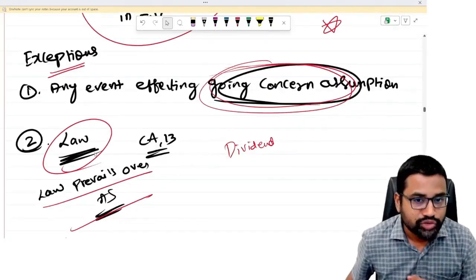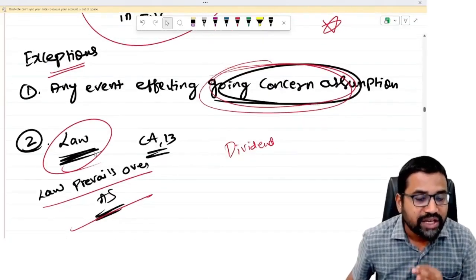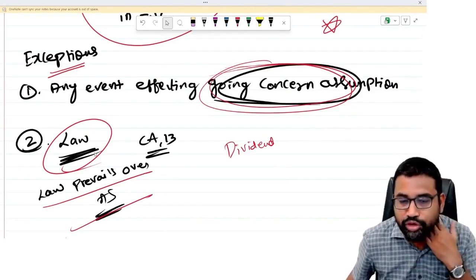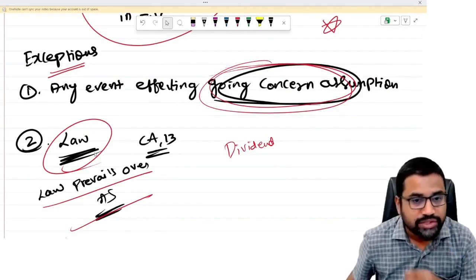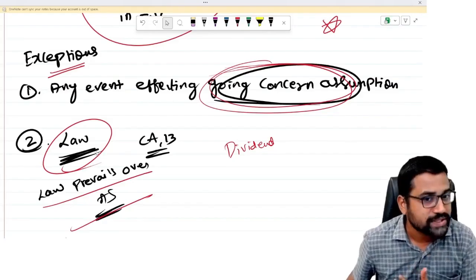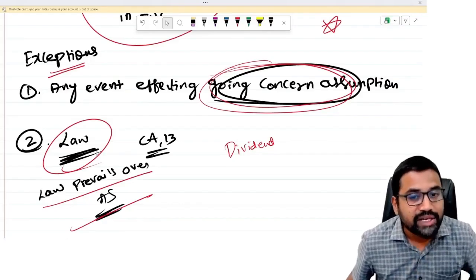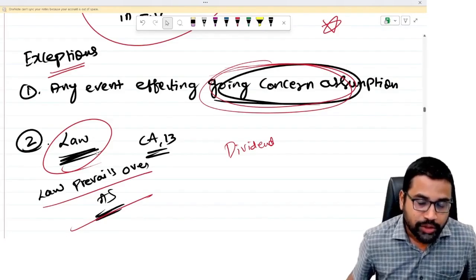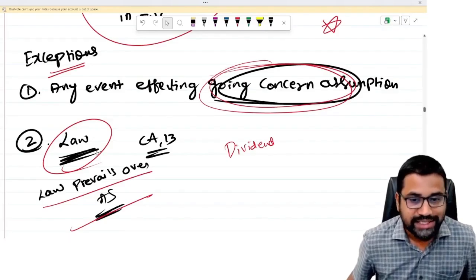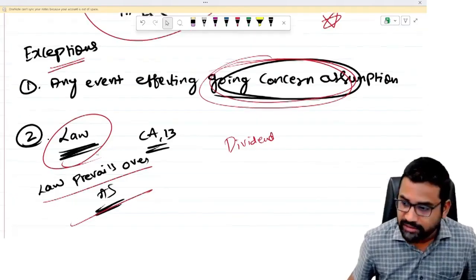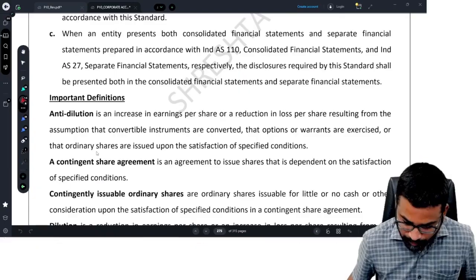And there are two exceptions to this standard. One is if the event is affecting the going concern assumption, then the moment you see it's affecting the going concern assumption, you have to prepare financial statements on NRV basis. No need to see whether it's an adjusting event or non-adjusting event. It's an exception. And the second one is law. When law says something, you have to follow that irrespective of whether it is an adjusting or non-adjusting event as per the accounting standard. You have to consider the effect immediately. Okay.